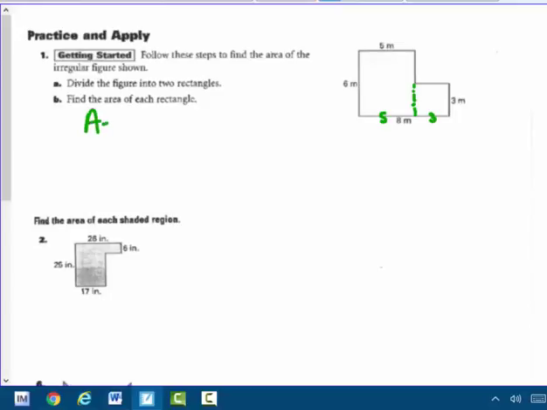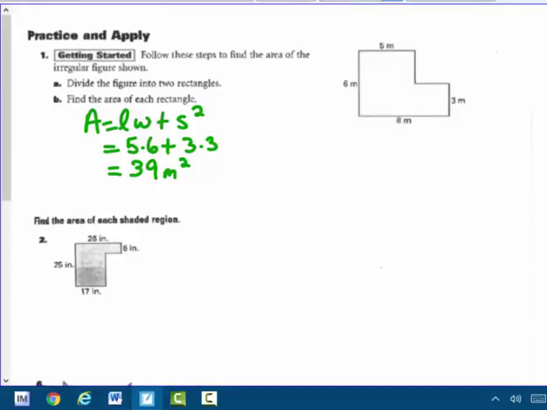So area equals length times width plus side squared. I say side squared for a square. So my rectangle is 5 by 6, and my square is 3 by 3, or 3 squared, or 3 times 3 if you want to do it that way. Either way, it still means 3 squared. So you get 30 plus 9 is 39 meters squared.